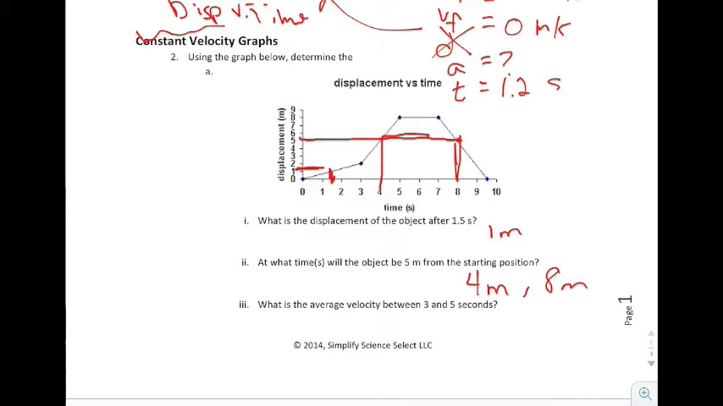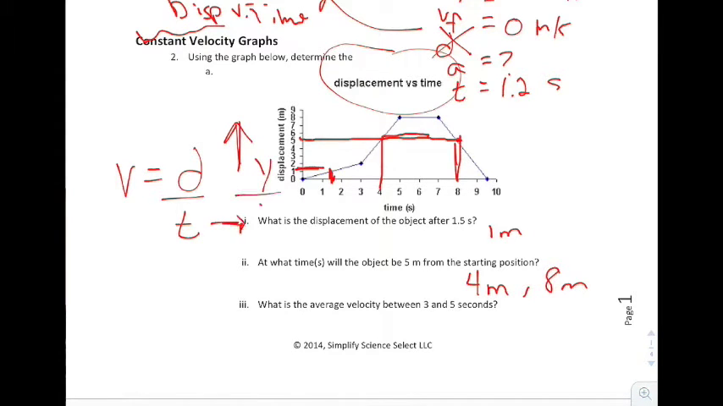If you're trying to find the velocity in a displacement versus time graph, remember velocity is displacement divided by time. Or in this case, my rise, which is my y, over my run, which is my x. And that's another way of saying the slope. So what you would do is find the slope between 3 and 5 seconds. If you look from here, it goes up 6. So I have a rise of 6, and I have a run of 2, or 3 meters per second.